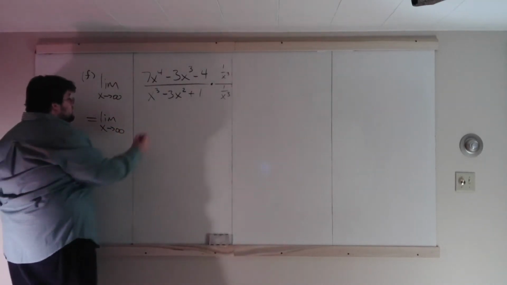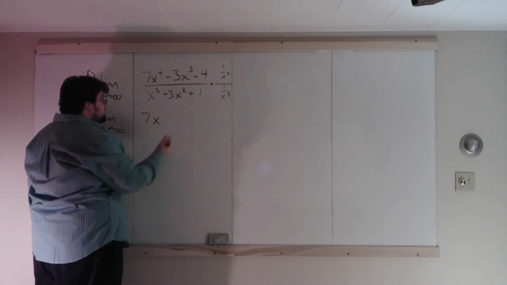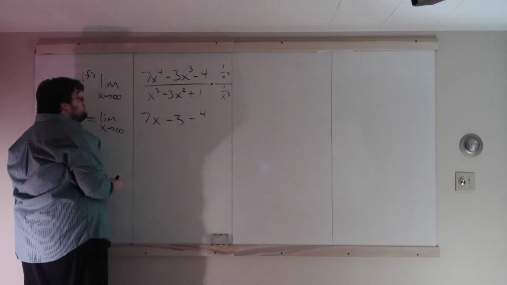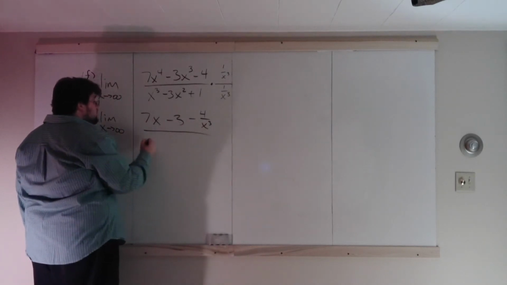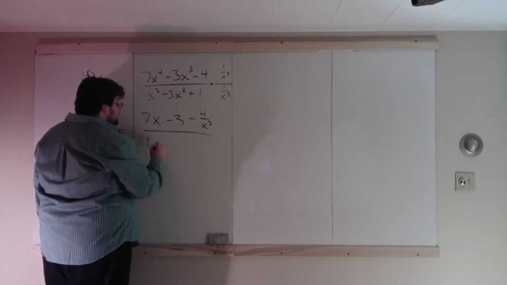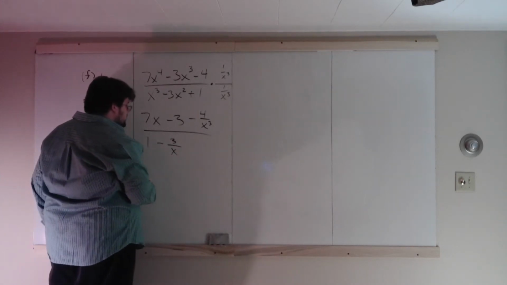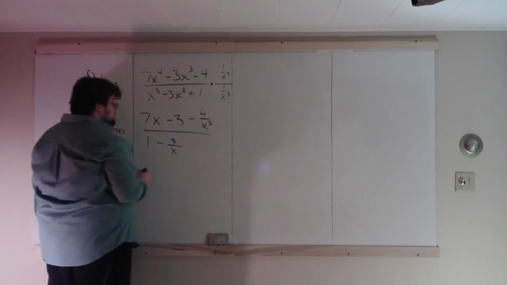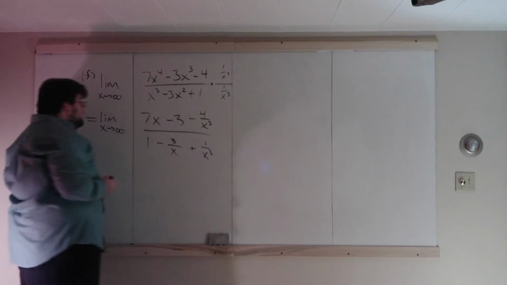Distribute that through. X to the 4th over x cubed: only 3 of those x's are going to cancel, and you're left with one other x. Negative 3x cubed over x cubed: the x cubes cancel. Negative 4 over x cubed: nothing cancels. X cubed over itself is 1. That's a negative 3 over... Was there a negative 3 over x in the previous one? Maybe. 3x squared over x cubed: 2 of the x's cancel. 1 over x cubed is 1 over x cubed.